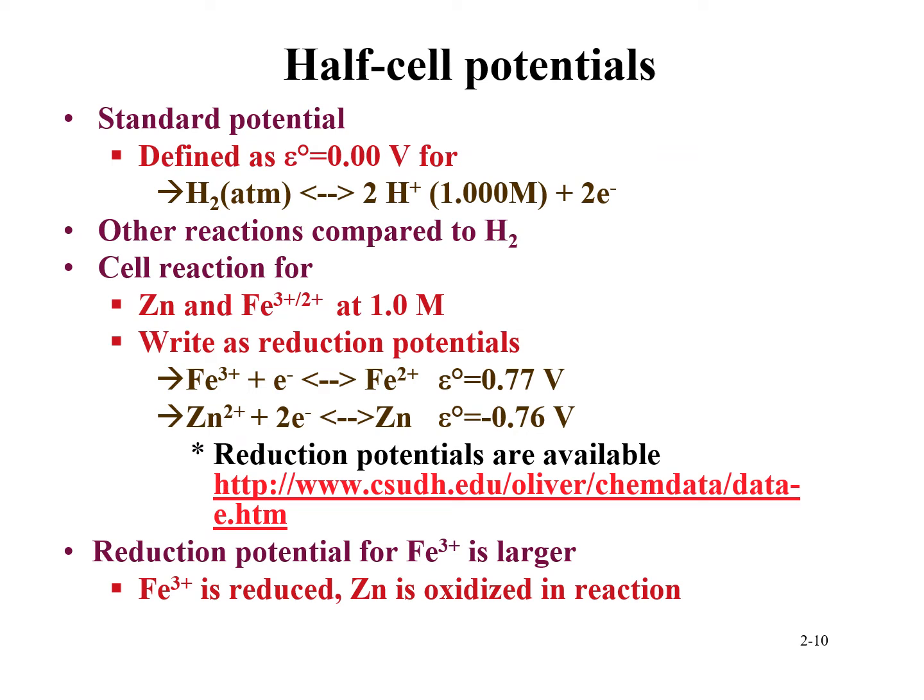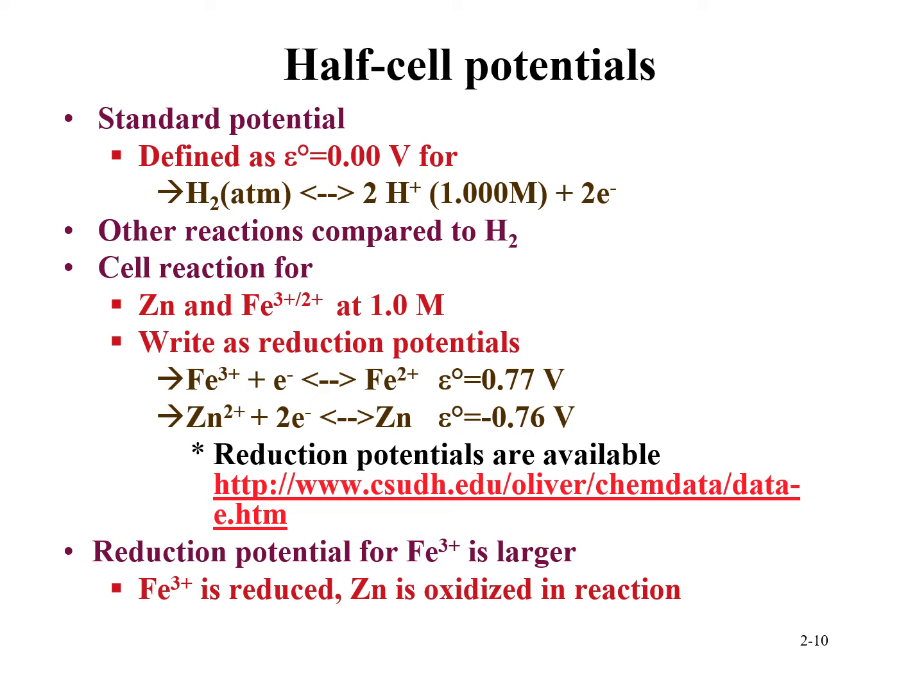Another important electrochemical concept involves half-cell potentials. You can find lists of half-cell potentials in a number of places. Here's an example. There's a URL provided on this slide for finding some half-cell potentials. They're defined from hydrogen gas to protons. At that point it is defined as 0 volts. Other reactions are just compared to this hydrogen reaction.